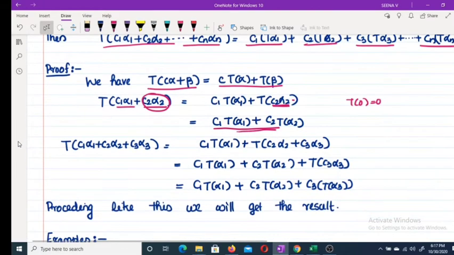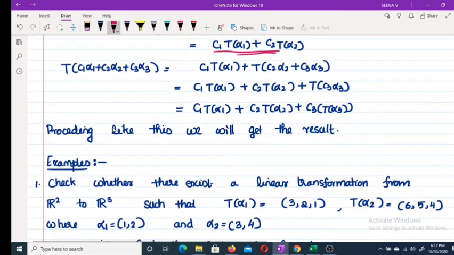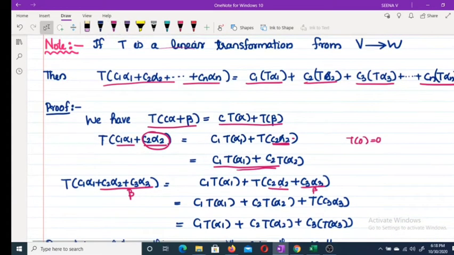Now what is T of C1 alpha 1 plus C2 alpha 2 plus etc.? Same as in the previous case, you can mark this as some beta. As T is linear, this you can write as C1 T alpha 1 plus T of this one, beta. Now apply the result here. Here this is C alpha and you can take this as some beta. So C2 T alpha 2 plus T of beta, and what is beta? C3 T alpha 3. Proceeding like this, we get T of C1 alpha 1 plus C2 alpha 2 plus etc. plus Cn alpha n is equal to this one. We are using this result in our proof of one theorem.